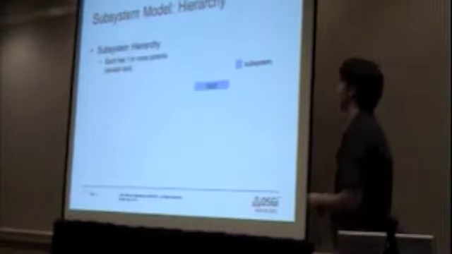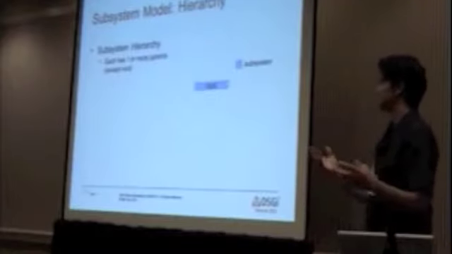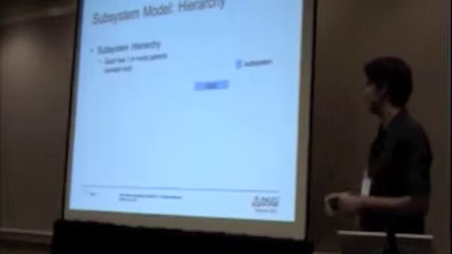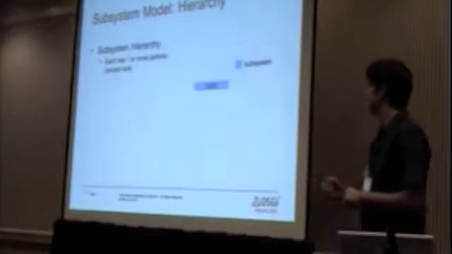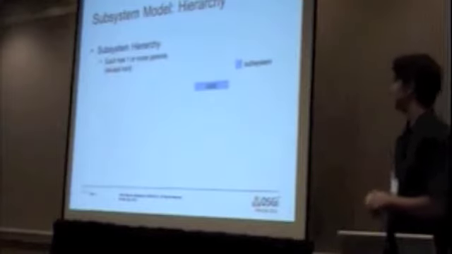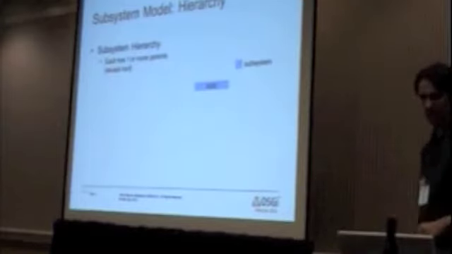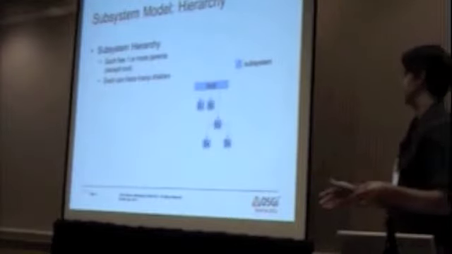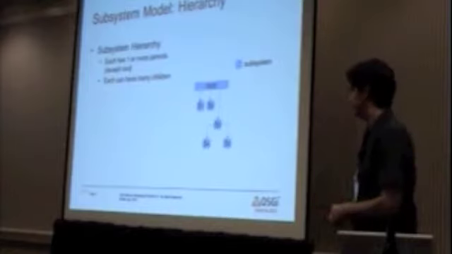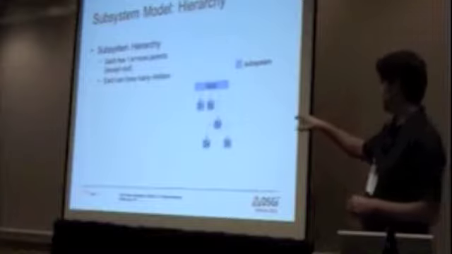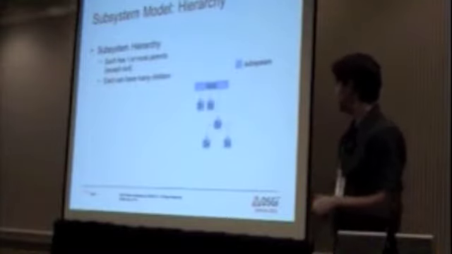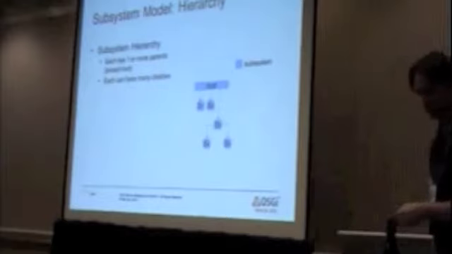So now I'll go into the model of what subsystems are. The subsystems form a hierarchy. Depending on how you draw it, if you put the root at the top or at the bottom, but the root is where everything starts. All other subsystems have one or more children. So the root is basically the ancestor of all the subsystems installed. And subsystems can have many children, as many that get installed into it.